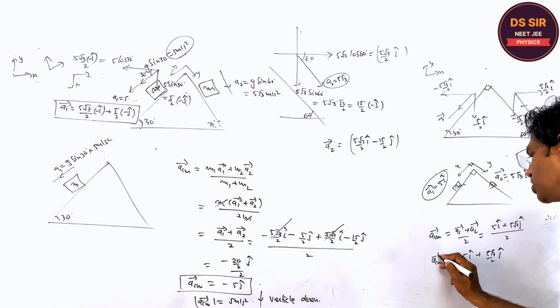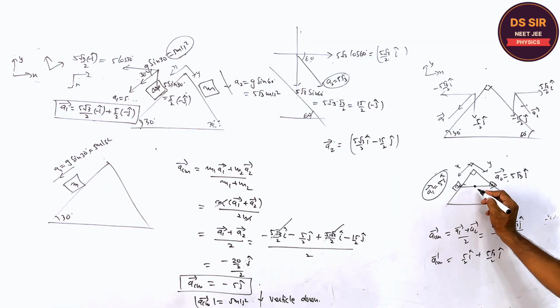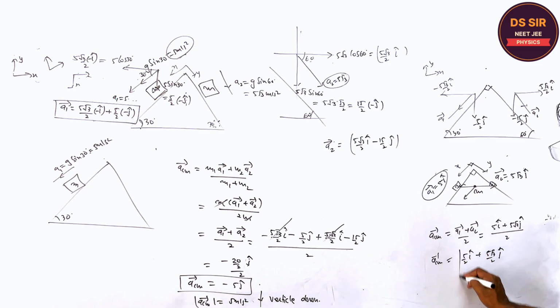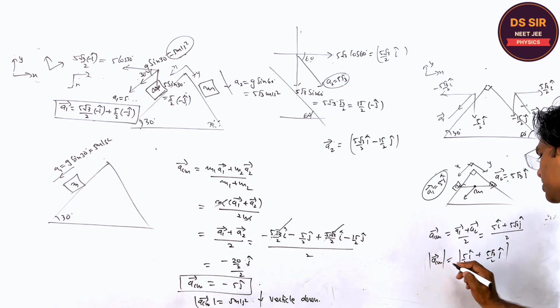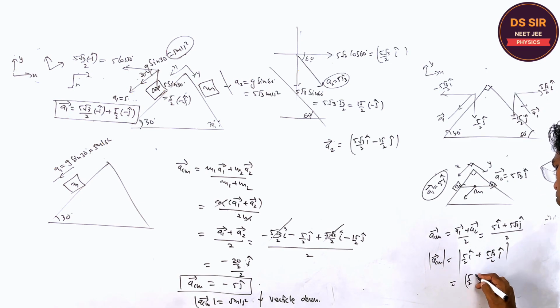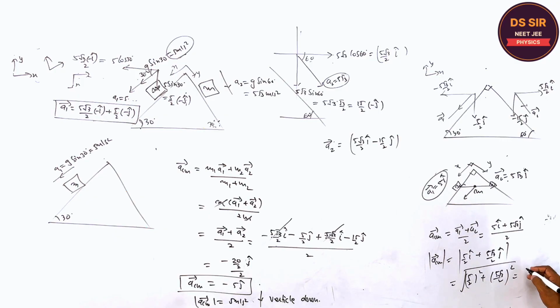Although this is the acceleration, if these are the two point masses, the center of mass will be moving in this direction somewhere. But if you take the magnitude of the center of mass acceleration, it is the square root of 5 by 2 whole square plus 5 root 3 by 2 whole square. Is it clear or not? So this is how much? 25 plus 75 upon 4, right? So it is the square root of 25, equal to 5 meter per second square. So in this way also you can do this question.